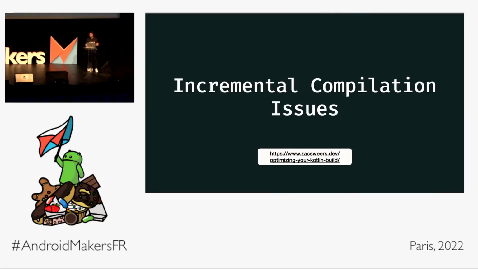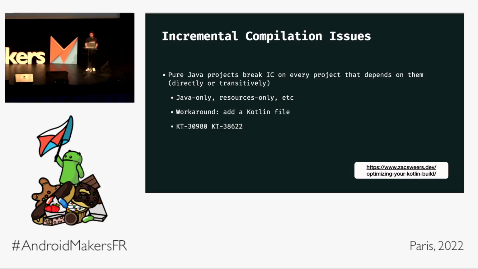Next, let's talk about incremental compilation issues. So I wrote a longer, detailed post about this last summer. It's a little bit out of date now, but some of these are still relevant today. So as I mentioned earlier, incremental compilation can be broken in surprising ways in Kotlin. To cover some of those common ones, like I mentioned before, Java projects regularly break IC because they don't generate IC data. So if you have a pure Java project anywhere in your repo, anything that depends on it and all the things that depend on that are not getting incremental compilation.